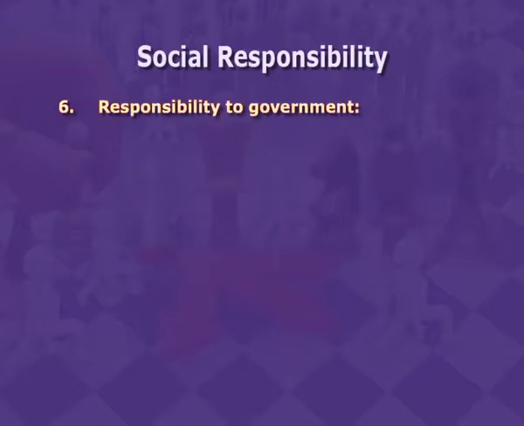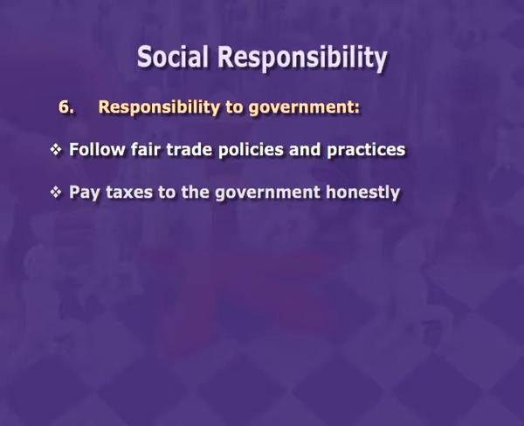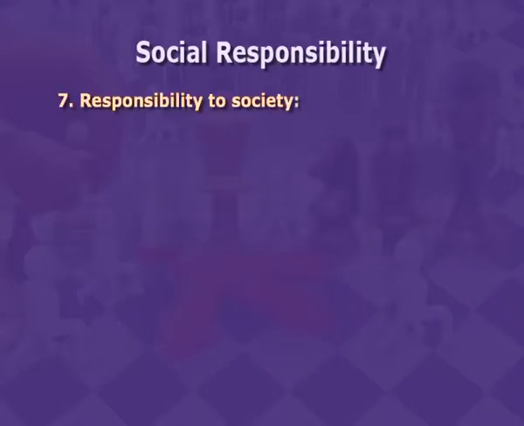Now, responsibility to government. Follow fair trade policies and practices. Pay taxes to the government honestly. Obey the laws. Discourage unhealthy practices like bribing government officials to get favors, obtain licensing, or kill the competition, etc. Now, responsibility to society.